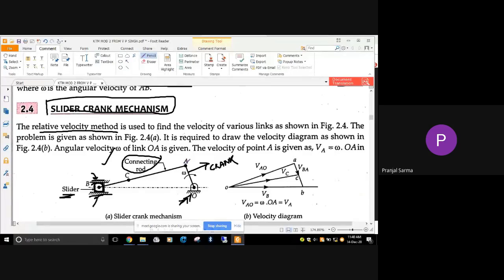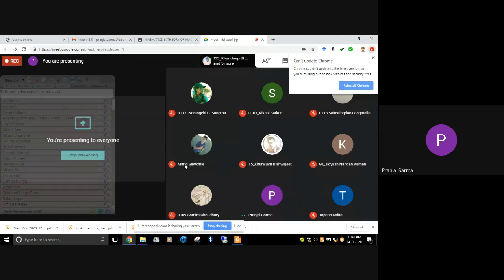The same question I am asking you once again. I have already given the answer, but let me know once again for all of us, the proper answer. There are four links in the slider crank mechanism. Name them with respect to this particular figure.